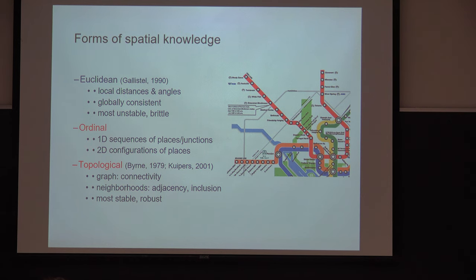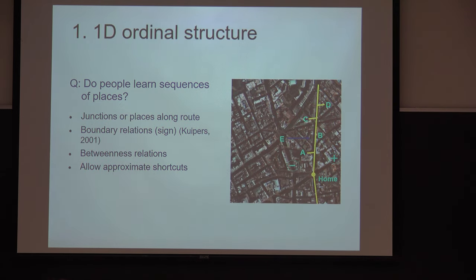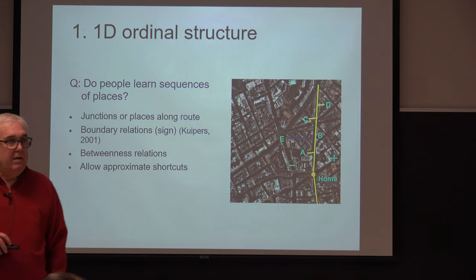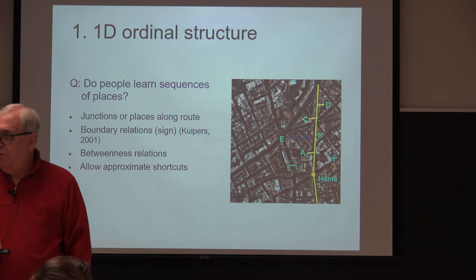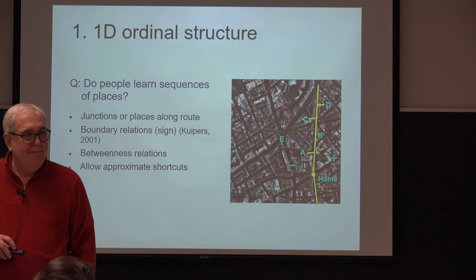So let's see how subjects do on this, and some really clever experiments by Bill Warren. So the basic idea is, do people learn sequences of places? So let's say I'm home, and you want to go to position D, and you know you have to pass the turnoff to A, you have to pass B, you have to pass the turnoff to C, and you have to then take a right at D.